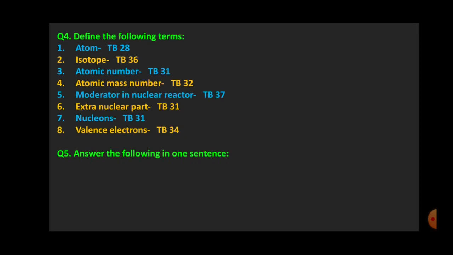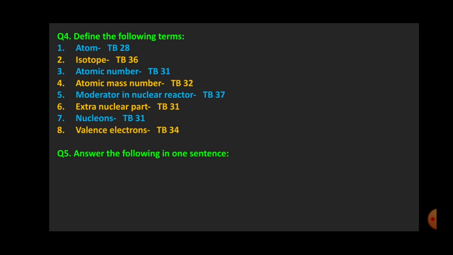So the last heading of the lesson on the page, extra nuclear part, is clearly given. The extra nuclear part in the atomic structure includes electrons revolving around the nucleus and the empty space in between the nucleus and the electron. Seventh one is nucleons. It is also on the same page number.